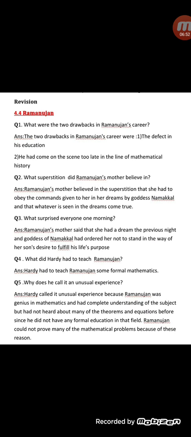Ramanujan could not prove many of the mathematical problems because of this reason. Right, children? Do you agree? He had not received formal education. So that was the drawback of Ramanujan. He was a mathematical genius, but there were certain theorems which he could not prove.